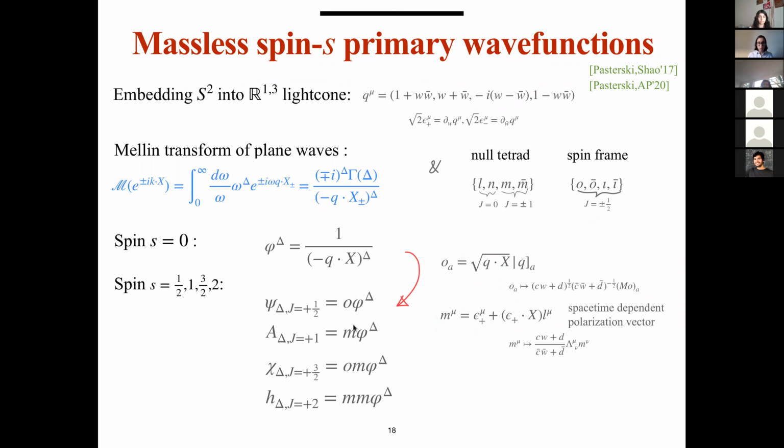Let me focus on the spin 1 and the spin 2 case, where the polarization vector is a space-time dependent one, and it can be constructed in part from this null vector q, which gives us a natural polarization vector, which is space-time independent. But for these wave functions to actually transform as conformal primaries, I have to shift and make them space-time dependent. And so this is now the set of spin S conformal primary wave functions, which will form a basis of wave functions in this celestial CFT.